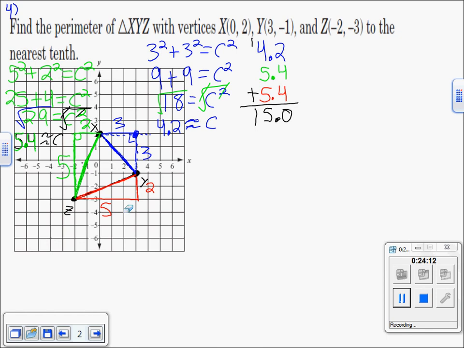And even if it wasn't a triangle, if it was a hexagon, which is 6 sides, you'd have to do it for all 6 sides, and then you could add all 6 of them together, and then you would have the perimeter of your hexagon. So you can work with this stuff as long as you're working with the coordinate plane.